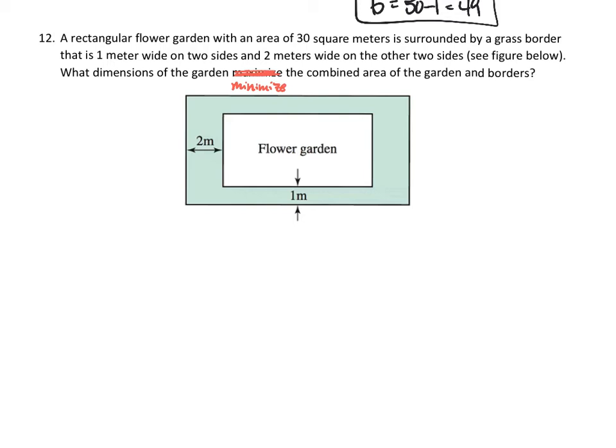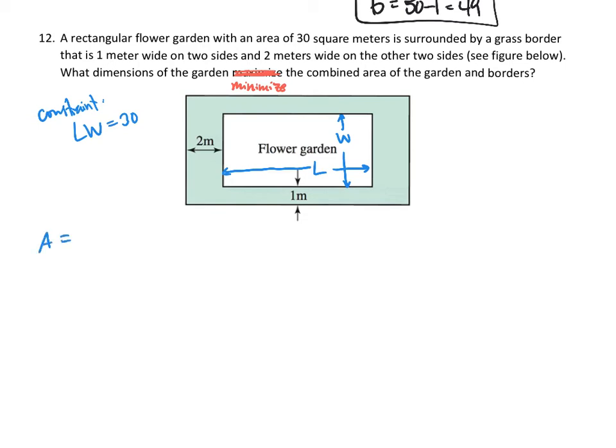So when we're told here that the area of the inner garden is 30 square meters, we can think of this as telling us that the length of the garden, which we'll call L, times the width of the garden is going to be 30. So that's our constraint. Our constraint here is that L times W has to be 30. Now what's our goal? Our goal is to minimize the area of the entire garden.